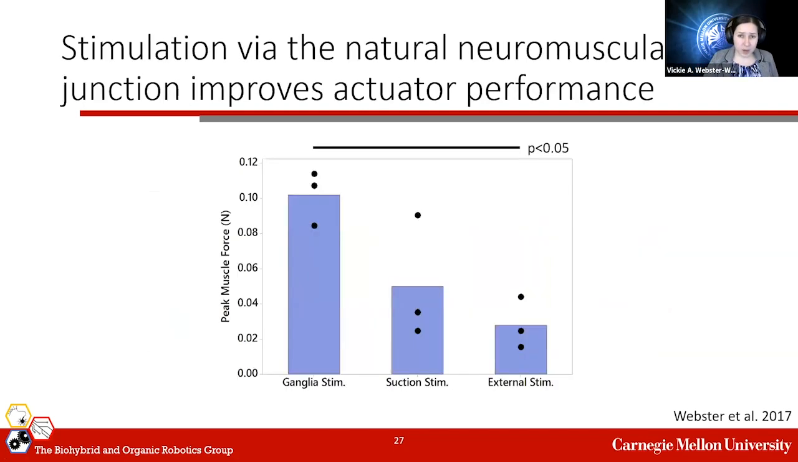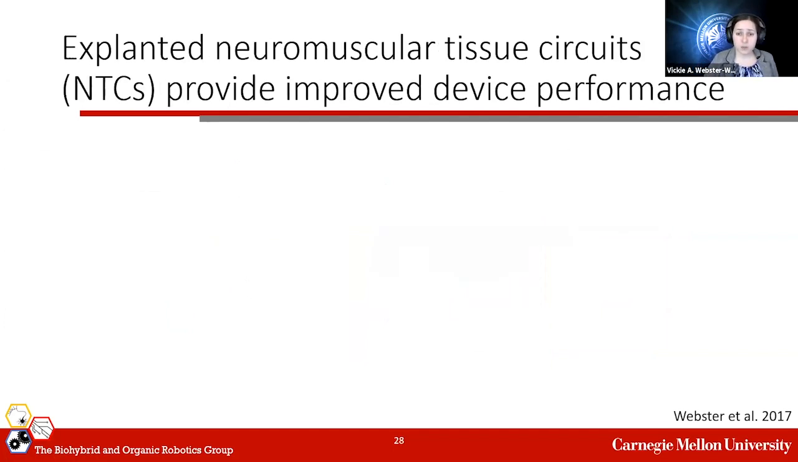And not unsurprisingly, we see that indeed stimulation via the natural neuromuscular junction improves the actuator performance. So we saw significantly higher peak muscle forces in ganglia-stimulated preparations versus either of the two electrical stimulation approaches. So with this in mind, we wanted to look at how we can use these explanted neuromuscular tissue circuits as integrated functional materials for actuation to improve the device performance.